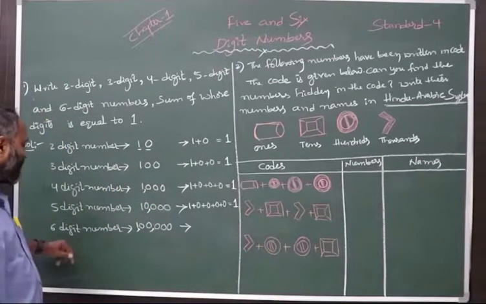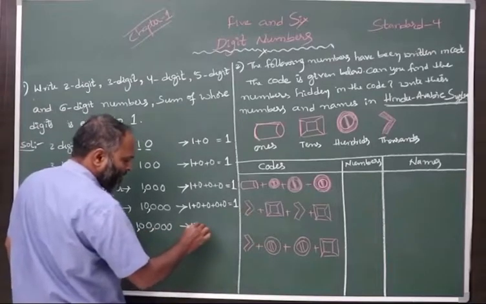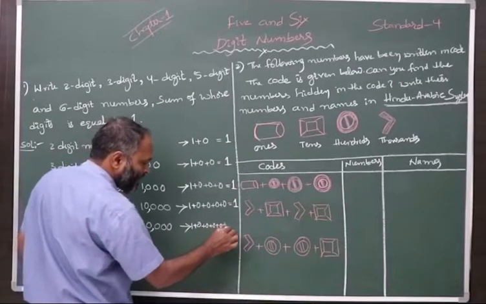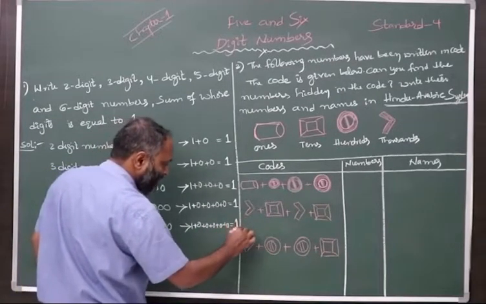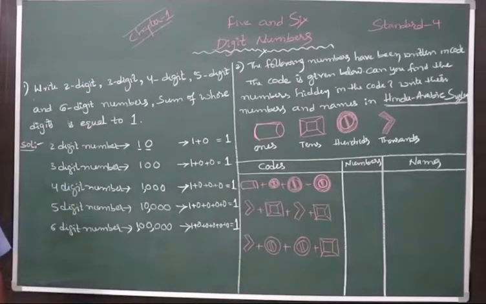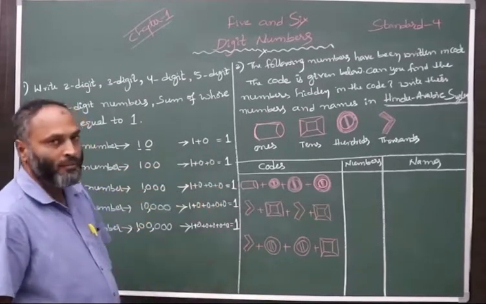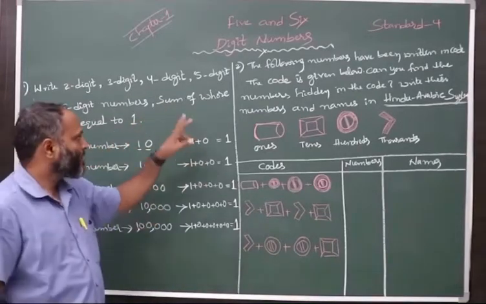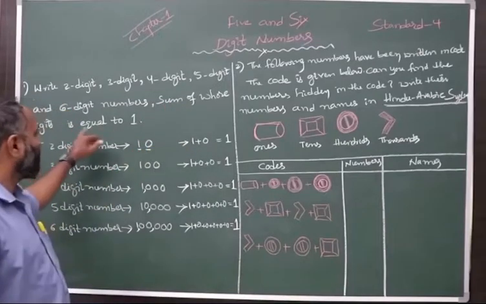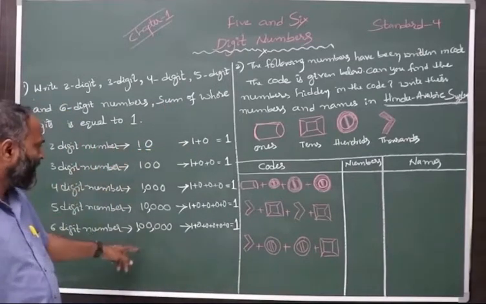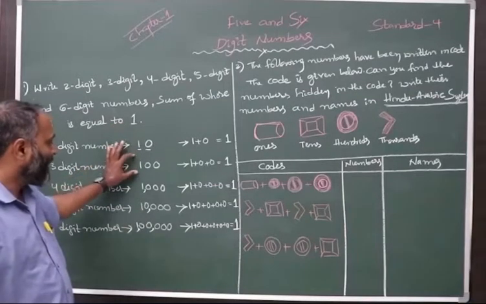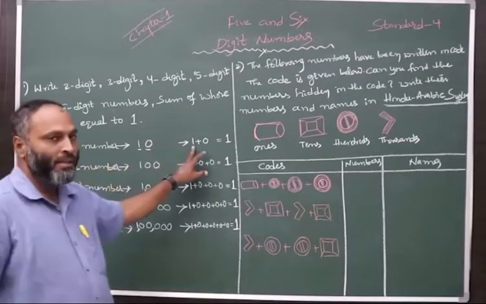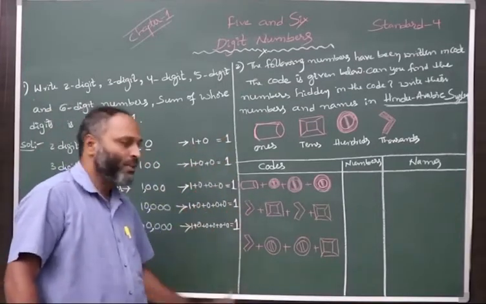Then add it. 1, 5 zeros. 0 plus 0 plus 0 plus 0 plus 0. The answer remains the same, 1. In all the cases, the answer is 1. So this is what he is asking: write those numbers in which the sum of digits equals 1. In these numbers, in 2 digit, 3 digit, 4 digit, 5 digit and 6 digit, if we add the digits, then we get the same sum, that is 1.